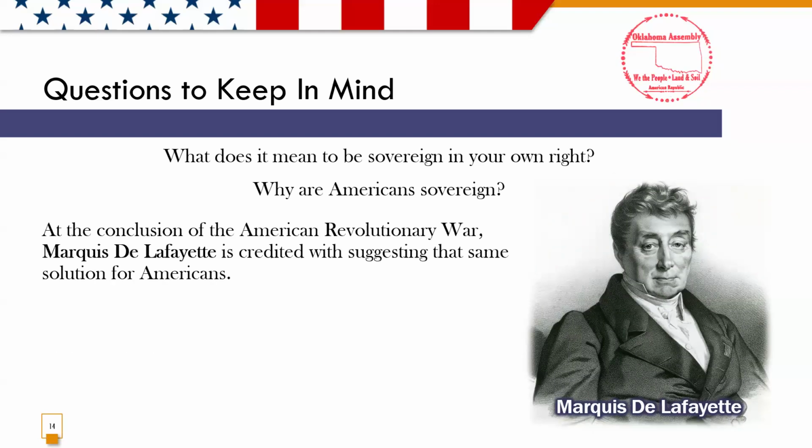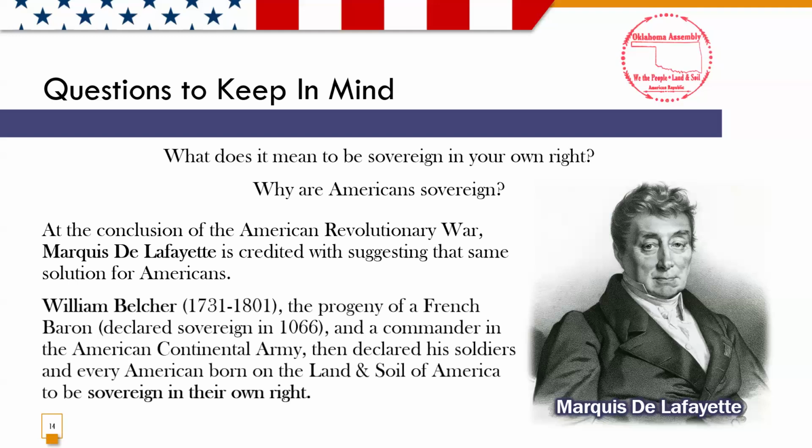At the conclusion of the American Revolutionary War, Marquis de Lafayette is credited with suggesting the same solution for Americans. William Belcher, the progeny of a French baron declared sovereign in 1066, and a commander in the American Continental Army, then declared his soldiers and every American born on the land and soil of America to be sovereign in their own right.